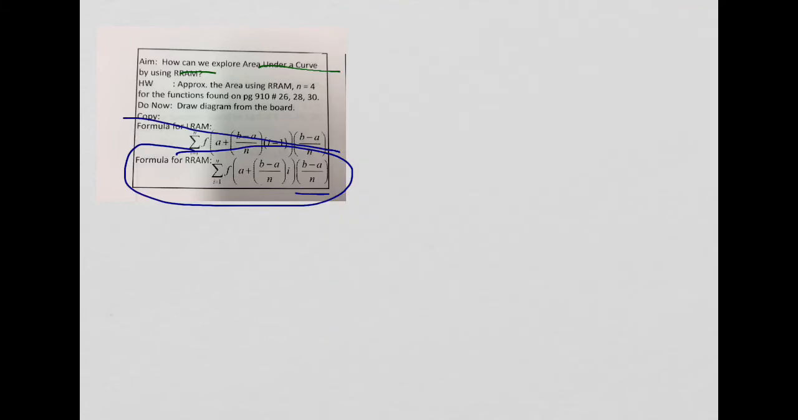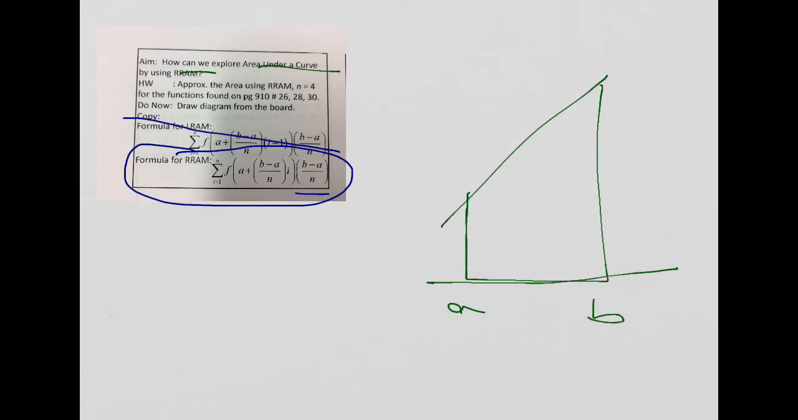Okay, so when you're looking at any function, it can be any function. It can be increasing, decreasing, concave up, concave down. I'm just going to draw something that doesn't even have concavity. And you're trying to approximate the area under a curve from A to B. Here's A, here's B. Maybe this is the x-axis. This is your curve.